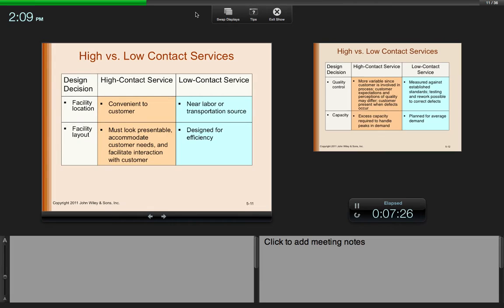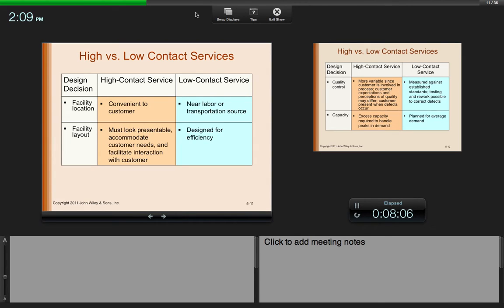What do I mean regarding high and low contact services? When I'm talking about high and low contact services, I'm looking at a number of different items, and I'm going to talk about facilities and quality. So if I have a high contact service, it's going to be something that's convenient to the customer. You know, I'm going to Jiffy Lube. I'm going to meet with the mechanic who's fixing my car. A low contact service is going to be more related to the source. So I do not go to the factory where Jiffy Lube is getting their oil from.